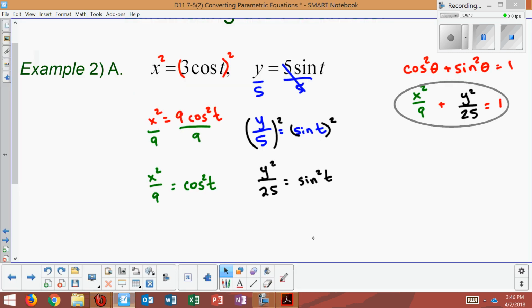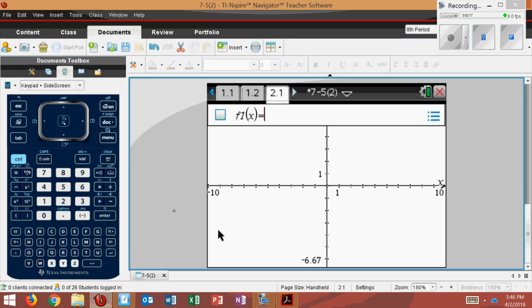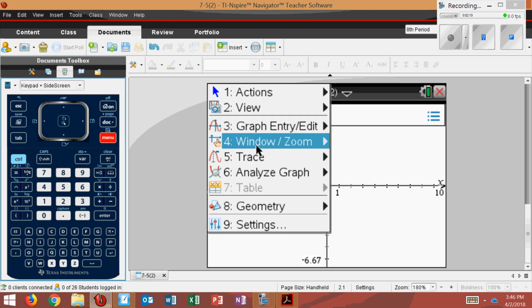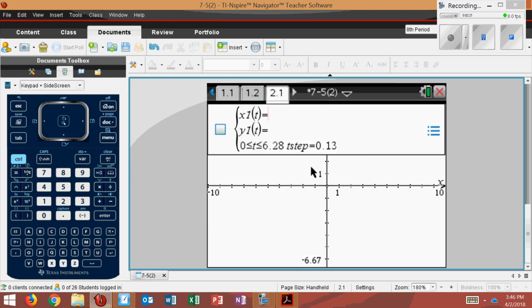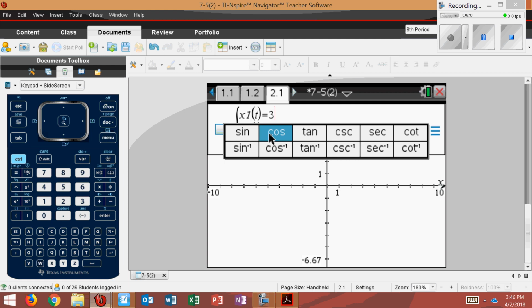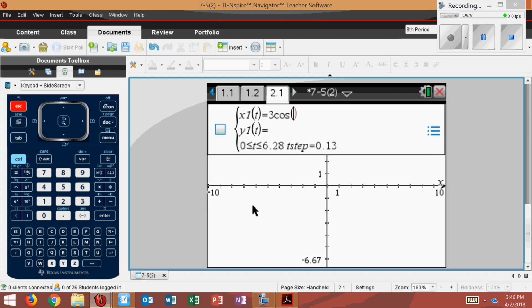And to graph these, I'm going to type in the original equation. So I go here to my graph, and this is a parametric. So window, graph entry, parametric, and it was 3 cosine. Oops, what was I pressing? Let me try this again. 3, go to trig, click cosine, and we're just going to put a t there.